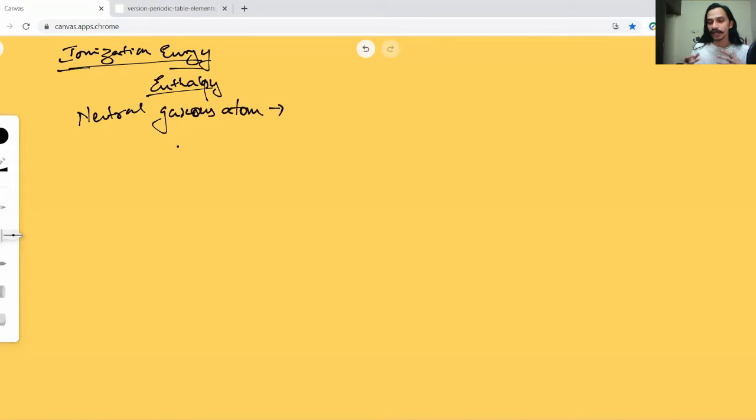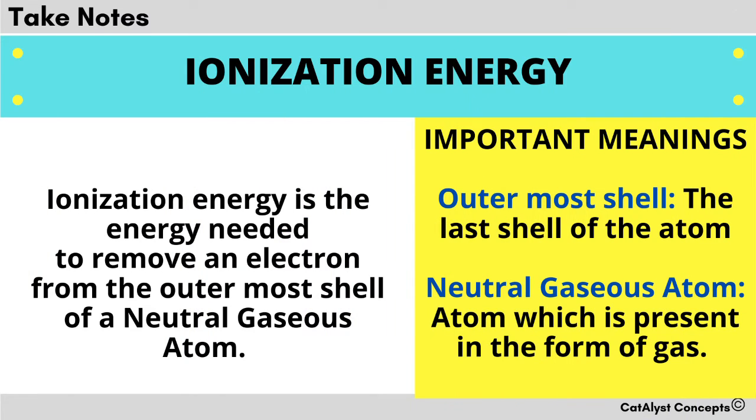So I can say the amount of energy required to remove an electron from the outermost shell of a neutral gaseous atom is called ionization energy. I'm going to repeat that. The amount of energy required to remove an electron from the outermost shell of a neutral gaseous atom, that energy is called ionization energy.